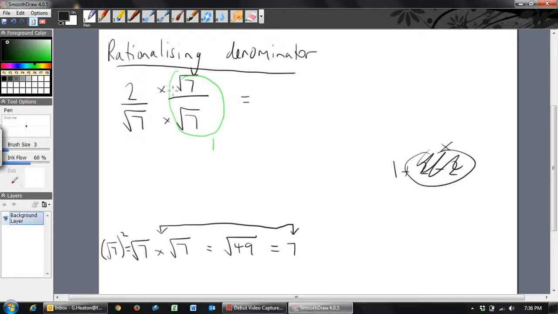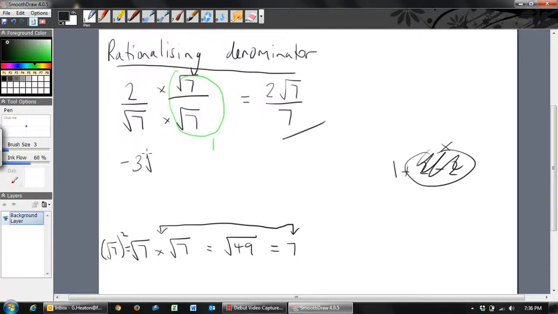So let's do it. What's 2 times root 7? It's just 2 root 7. What's root 7 times root 7? It's just 7. And so that is your answer. What we've done is rationalised. In other words, we've taken something that's irrational, a surd, and we've made it rational, this 7 over here. There's not much more to it, to be honest.